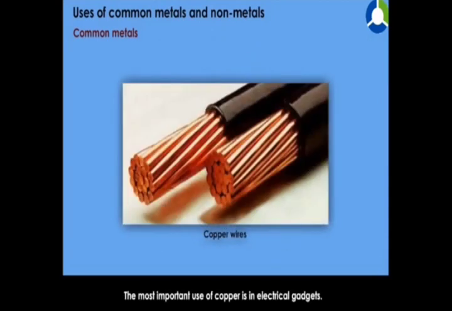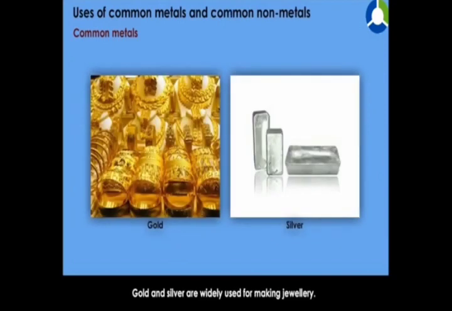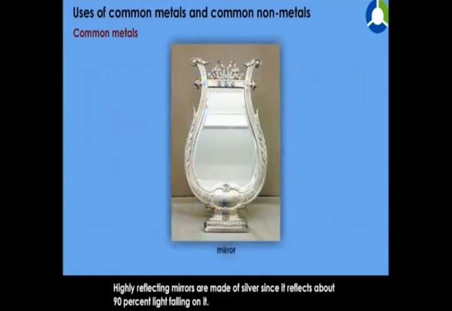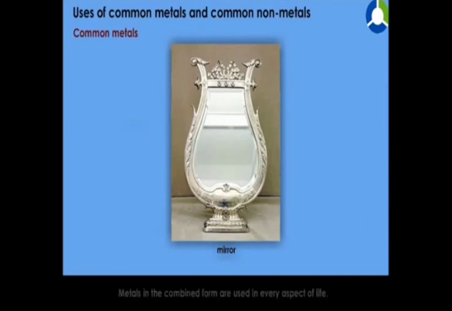The most important use of copper is in electrical gadgets. It is also used in household wiring. Gold and silver are widely used for making jewelry. Highly reflecting mirrors are made of silver since it reflects about 90% of the light falling on it. Metals in combined form are used in every aspect of life.